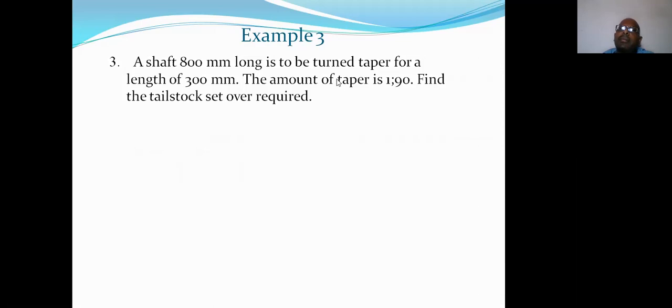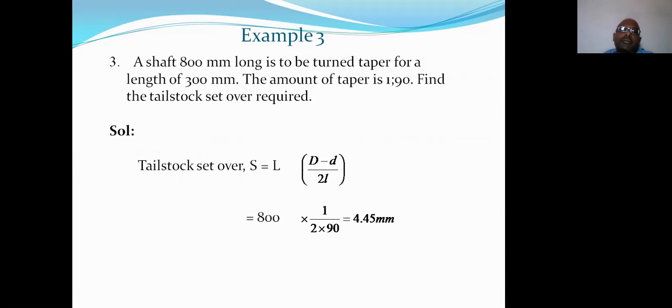Half of the change in diameter means 1 by 2 divided by the length required for a change of 1 millimeter, that is 90. So tan alpha equals 1 by 2 by 90. That means 1 divided by 2 into 90. We are getting tan alpha. So by using tan alpha equal to sin alpha, now in order to find that particular distance, the offset distance is equal to the total length 800 into that particular sin alpha value or tan alpha value.